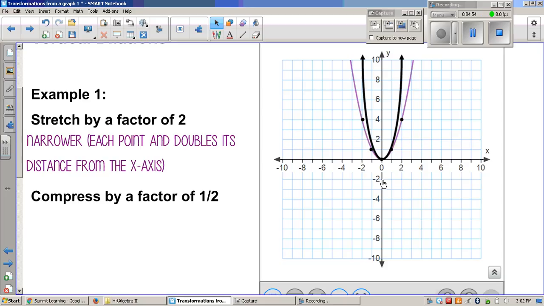Okay. So if I want to compress by a factor of 1/2, I'm going to take these points and instead of multiplying by 2, I'm going to multiply by half, or cut in half the distance. So let's start with this point. That one might be the easiest to start with. It's 4 units away from the x-axis. Cut that in half, takes me to 2. This one, it's 1 unit away. Cut that in half. That takes me to half. Same thing here.